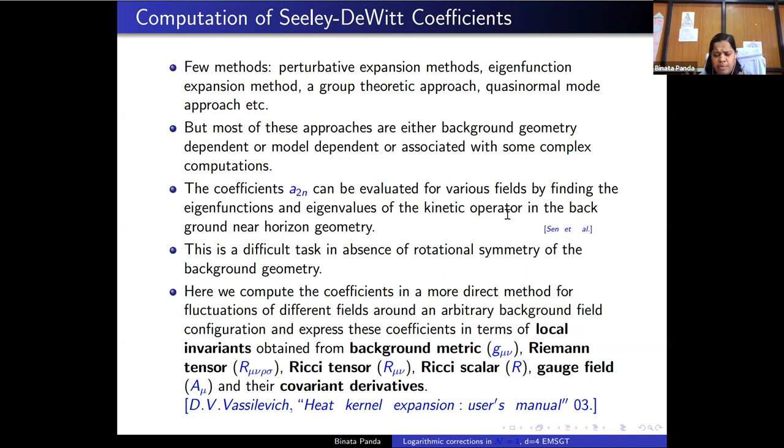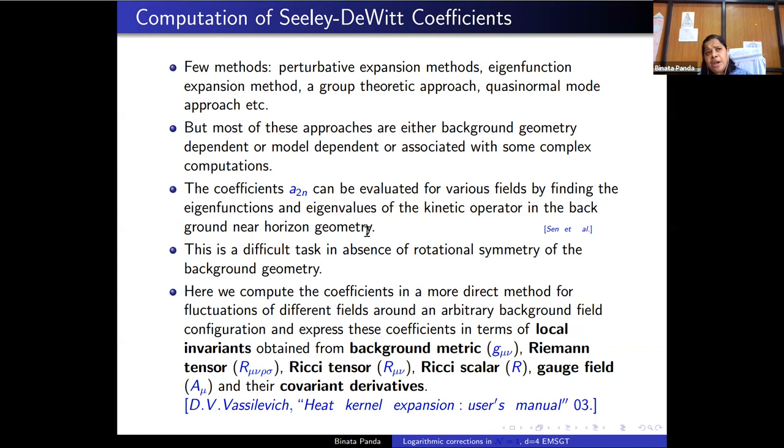Like the one, let's talk about, for example, the eigenfunction expansion method. If you look at the original work of Sen and a few of the following works, these coefficients are evaluated for various fields by finding the eigenfunctions and eigenvalues of the kinetic operator in the background near horizon geometry. You will see these works are always restricted to the Reissner-Nordström extremal or non-extremal black holes. It's because you have to think about the eigenfunctions or eigenvalues in the background near horizon geometry.